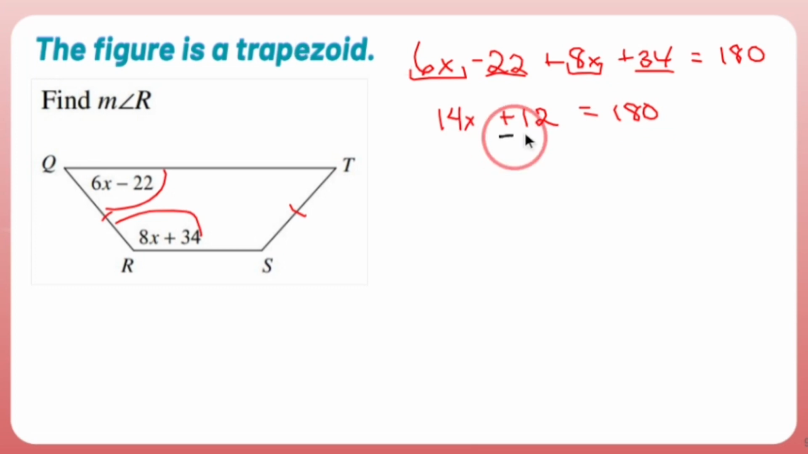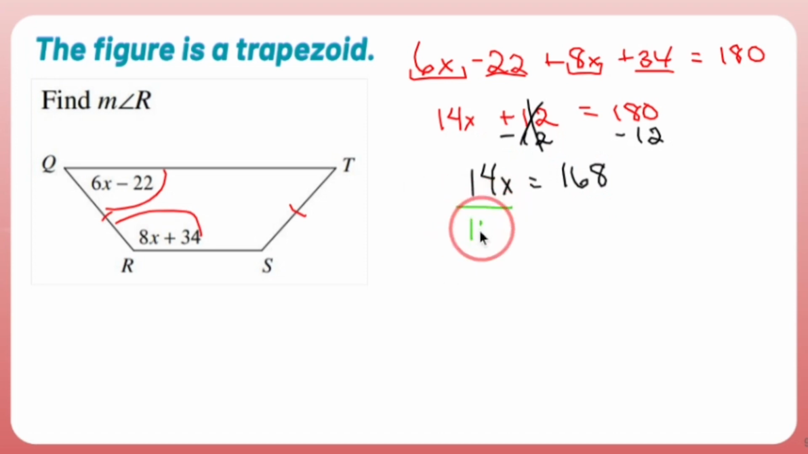Okay, let's get rid of this 12 first by subtracting 12 from both sides. 14x equals 168. Divide everything by 14. And x is going to equal 12. Circle that and call it a day, right?